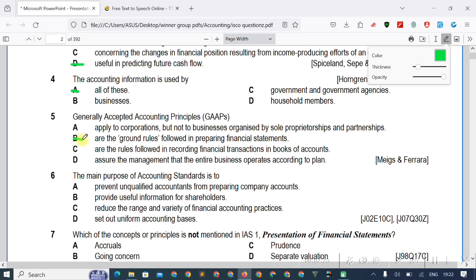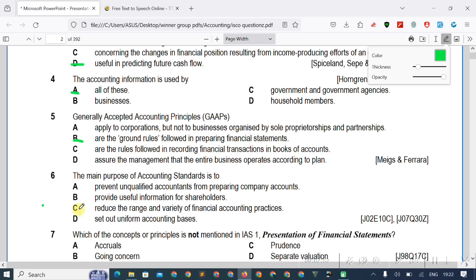6. The main purpose of accounting standards is to A. prevent unqualified accountants from preparing company accounts. B. provide useful information for shareholders. C. reduce the range and variety of financial accounting practices. D. set out uniform accounting bases. The answer is C. reduce the range and variety of financial accounting practices.